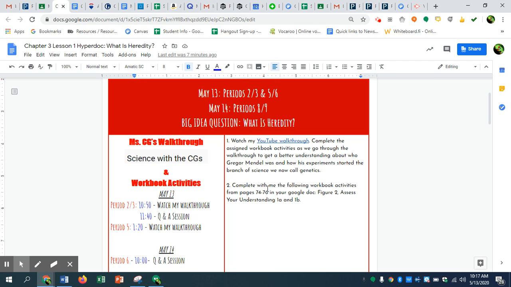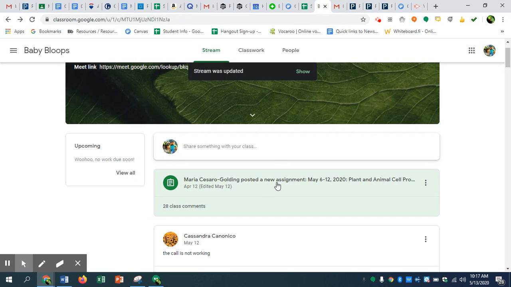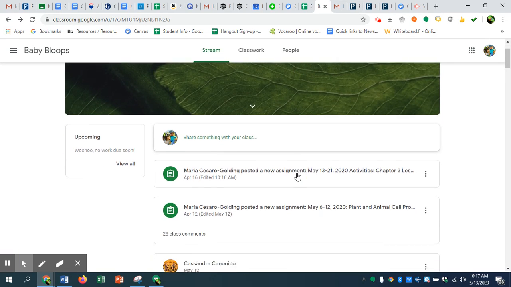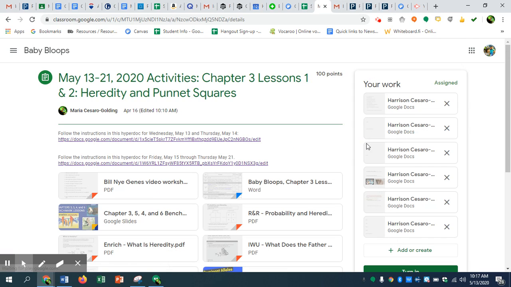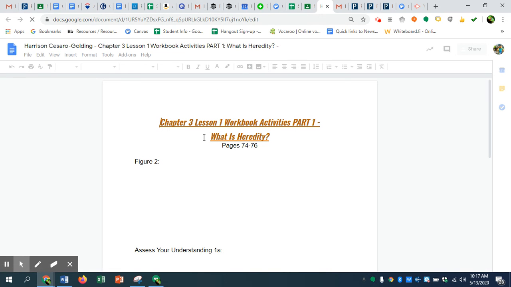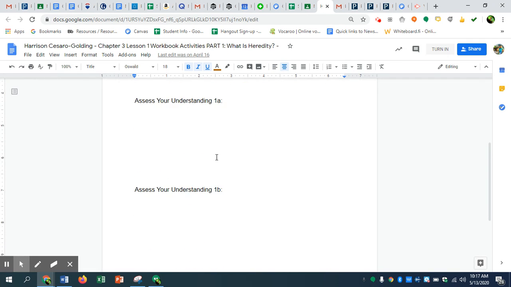So we are going to complete on your sheet, on your end, activities from pages 74 to 76 on your Google Doc. We're doing figure 2 and assess your understanding 1A and 1B. So if you go over to your page, you're going to look for the chapter 3, and it's going to be this one. Okay, 74 to 76. And I have this written here.